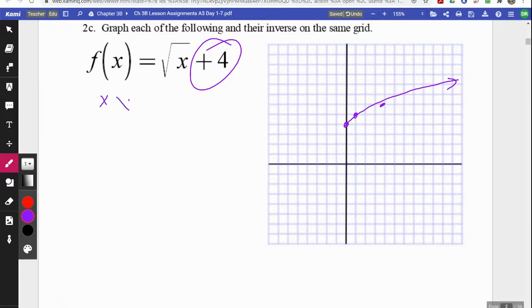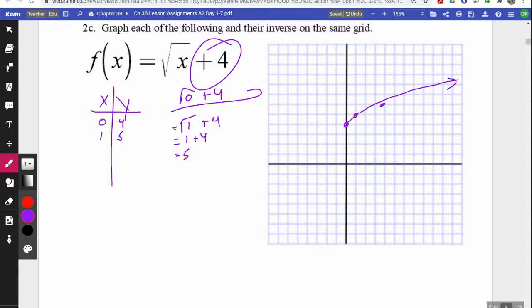We started at 0, and we get 4. So square root of 0 plus 4, obviously. We could plug in 1, square root of 1 plus 4. That's good. Square root of 1 is 1. Plus 4 is 5.